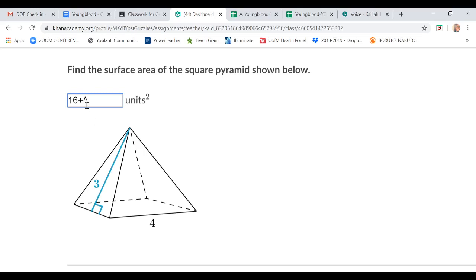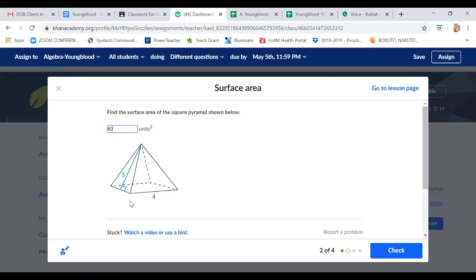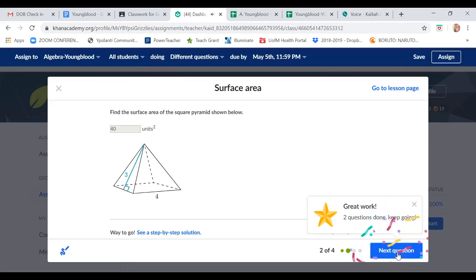And we're going to have 6 four times, so plus 6 plus 6 plus 6. So we have 4 6s. 4 6s is going to give us 24, and 16 plus 24 gets us 40. So our surface area for this square pyramid should be 40.